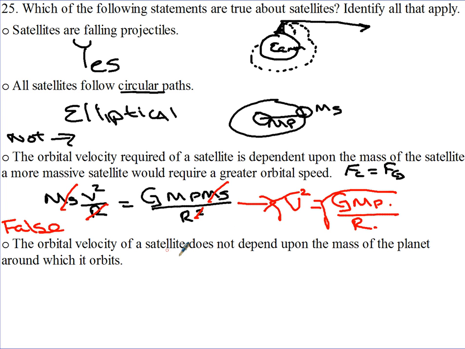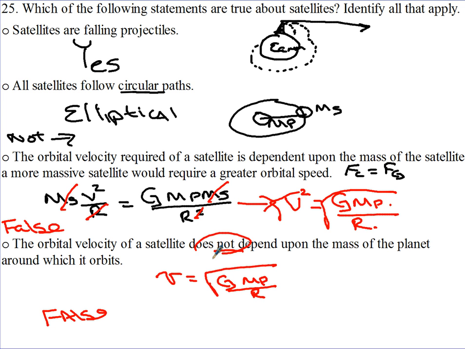The orbital velocity of a satellite does not depend upon the mass of the planet about which it orbits. Well, now we just showed that the speed is the square root of G times the mass of the planet divided by the orbital radius. So this one is also false because of that word not right there. It does depend upon the mass of the planet.